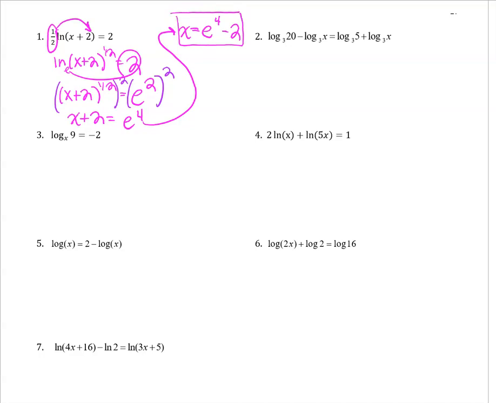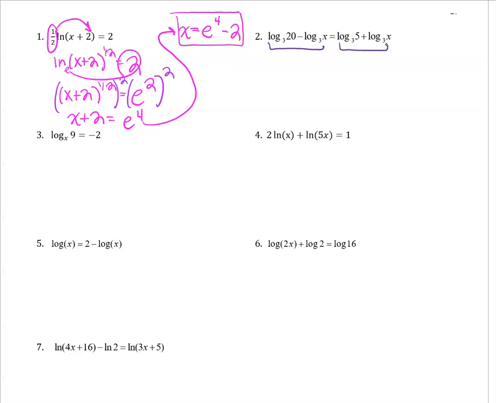All right, now moving on to log equation 2. This is your case 2. We have logs on both sides of the equation, so let's go ahead and combine both the left and the right separately.